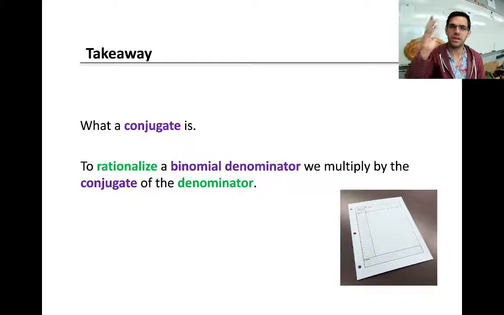Takeaways from this, we now know what a conjugate is, and we now know that if we have a binomial denominator with a radical, in order to rationalize it, we have to multiply by the conjugate. That's it.